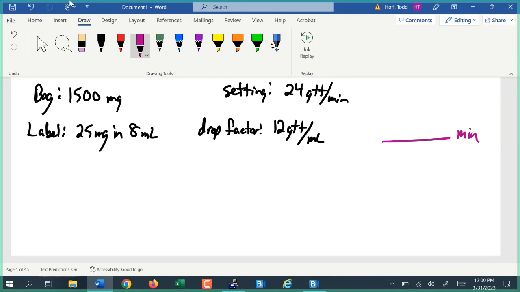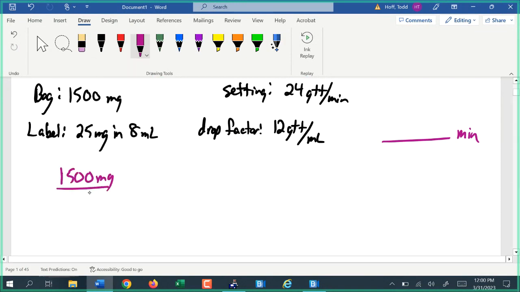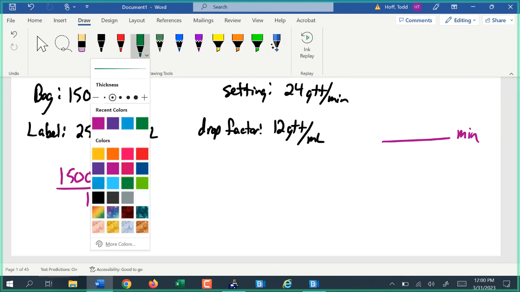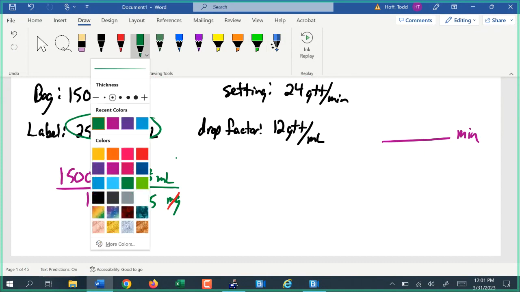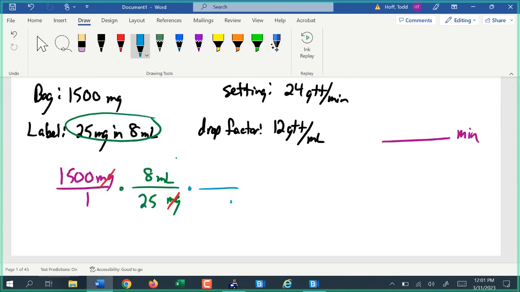So we will start out with the amount in the bag. So the 1,500 milligrams, put that over 1. We need to get rid of milligrams. We'll put milligrams on bottom. The only thing we have of milligrams is our concentration, 25 milligrams in 8 milliliters. So the milligrams cancel out. We now have milliliters. We want to get rid of milliliters. Put those on bottom so they cancel out.